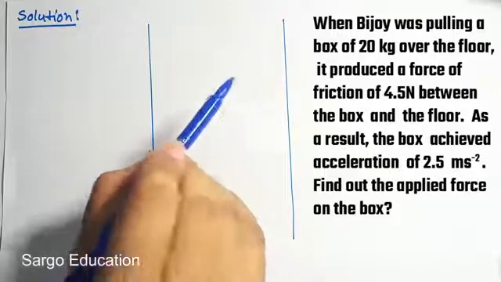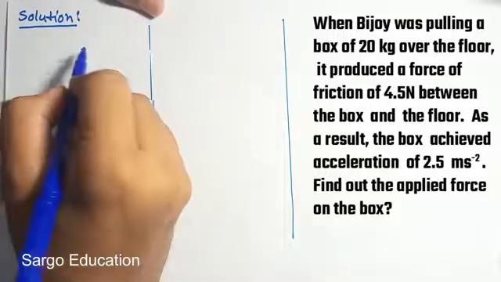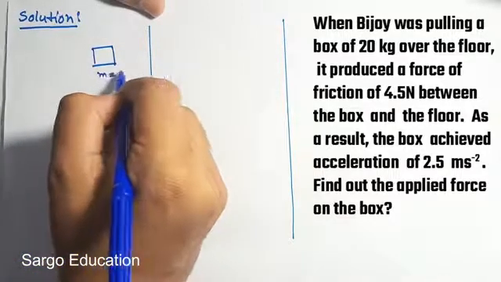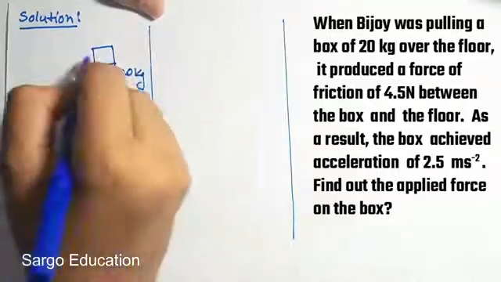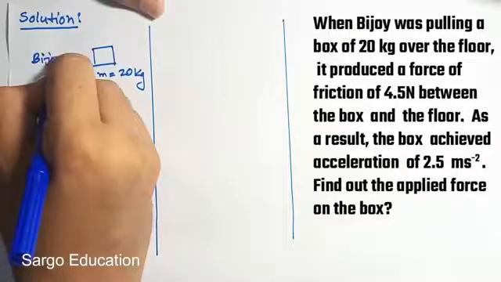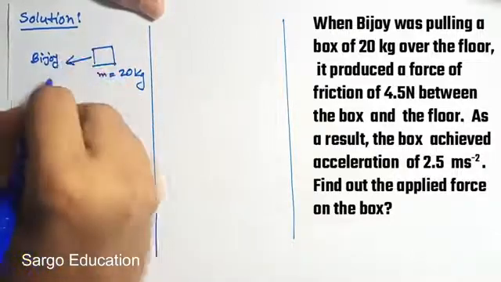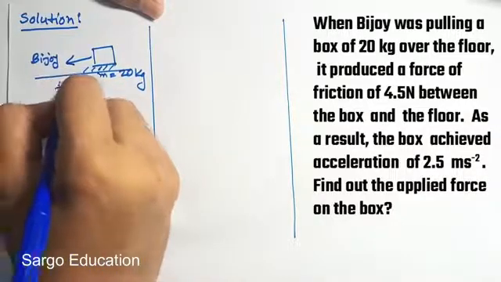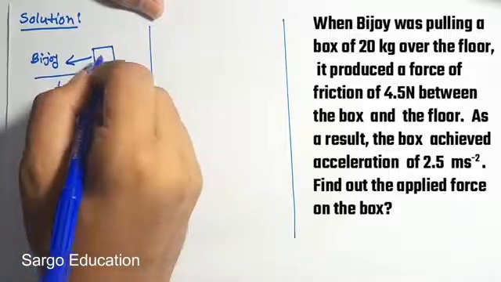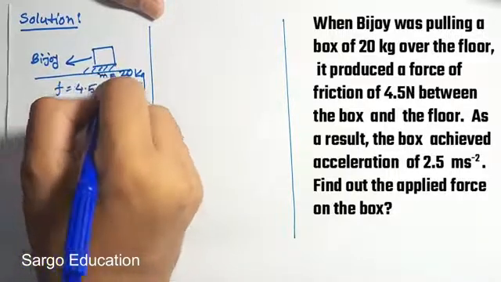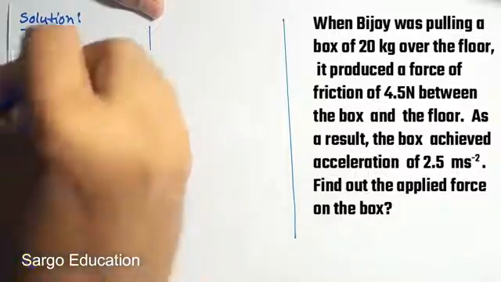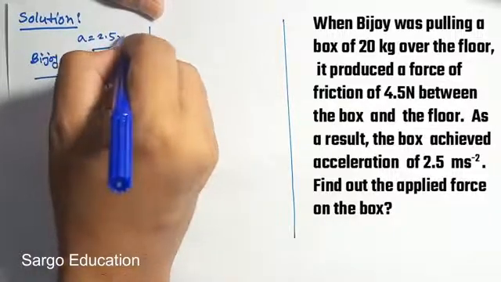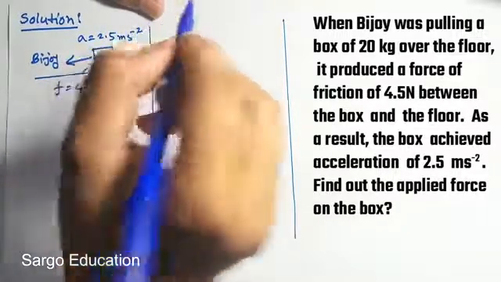Now, first we draw a figure of it. Here, it is a box with mass 20 kg and PJ is pulling this box. In this situation, it creates a friction, that is small f, on the floor with the box, that is 4.5 Newton, and in this situation it creates an acceleration a of 2.5 meter per second square.